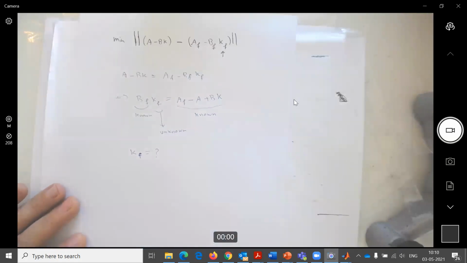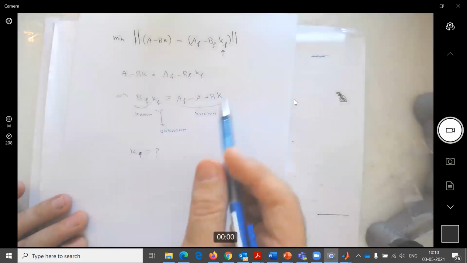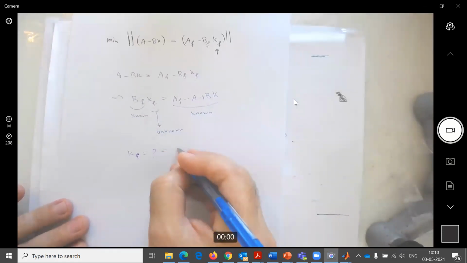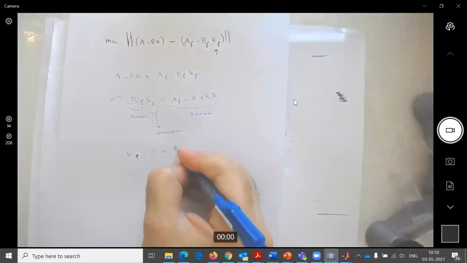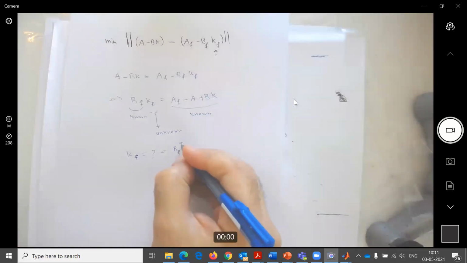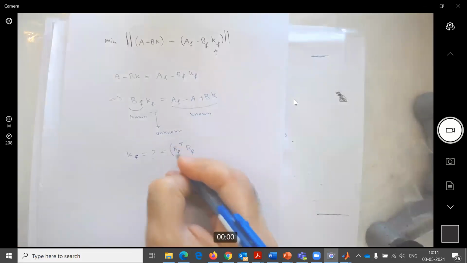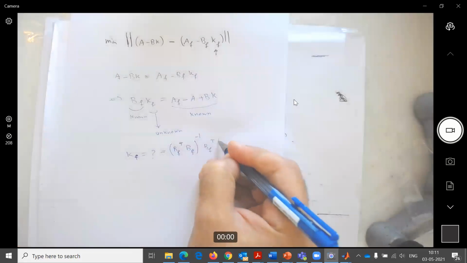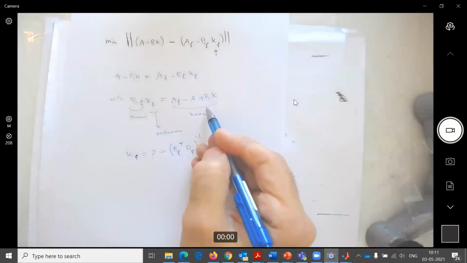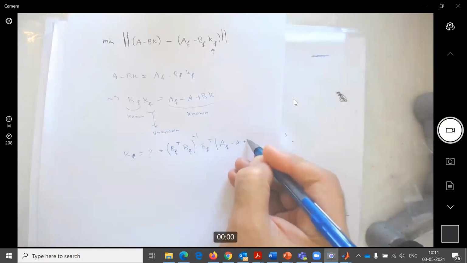So here is again the pseudo inverse of BF multiplied by this matrix. So what is the pseudo inverse of BF? BF transpose BF... yeah, at least if you mention part of that, then I see you are following. Exactly, it's BF transpose BF inverse, BF transpose, then multiply what you have here. So multiply AF minus A plus BK.